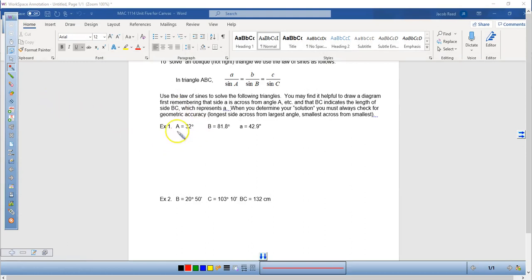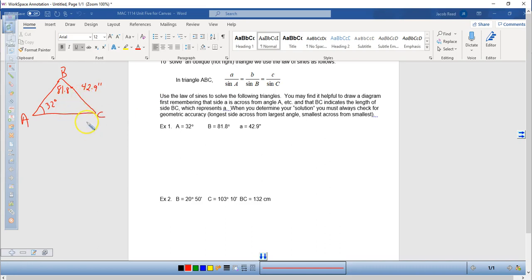So we've got this triangle, and we are given. Okay, there's my triangle. Here's angle A, angle B, angle C. We know that angle A is 32 degrees. We know that angle B is 81.8 degrees. And we know that side A is 42.9, and that's inches. To solve a triangle, you've got to find all sides and all angles.